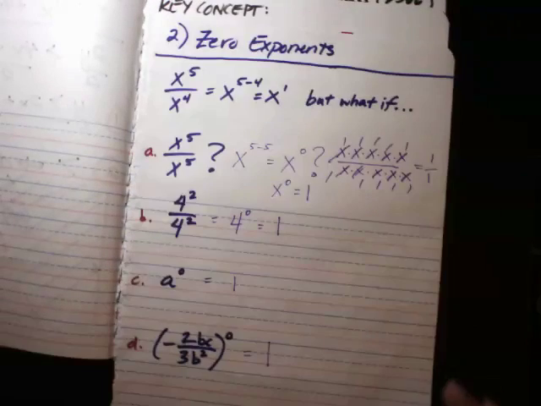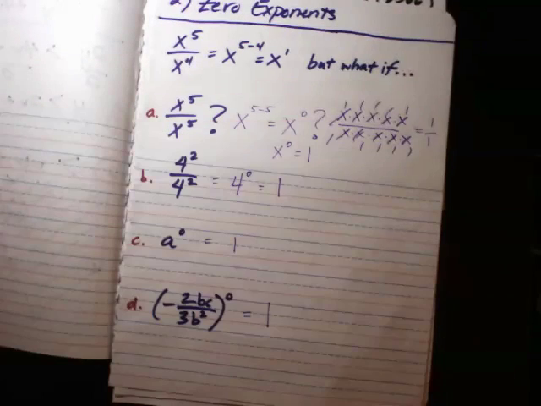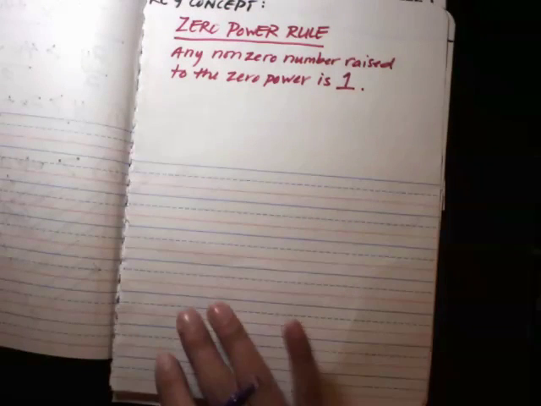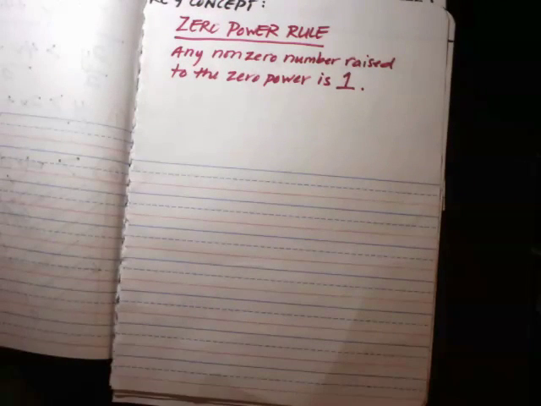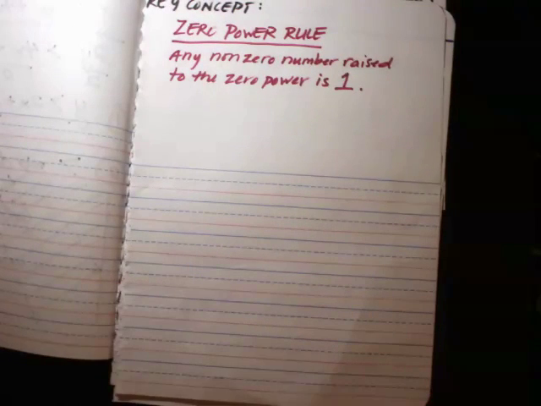So the key concept, you want to write down the 0 power rule. Any non-zero number raised to the 0 power is 1.